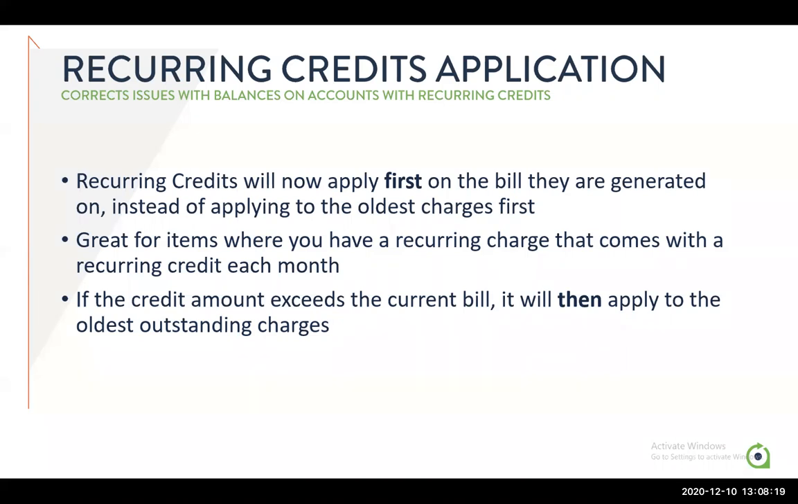So by default, any recurring credits that you have set up to apply every month are going to apply with the charges that they're generated with, and they won't apply to those oldest balances unless there's an overage. If there's an overage of the credit amount on the bill, then it will revert to the standard behavior and apply to the oldest outstanding charges on the account.